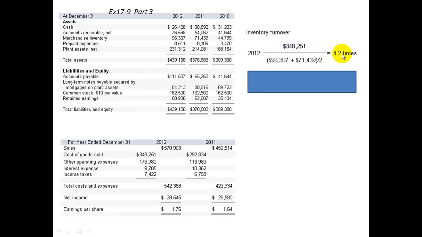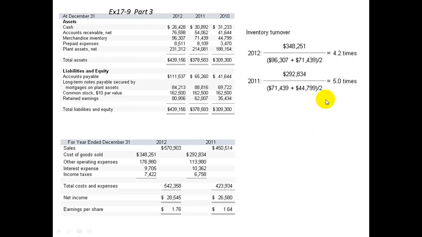and again, we don't know if that's good, bad, or whatever until we look at an industry average or a competitor, or we might even compare it to a previous year's inventory turnover like we're about to, which is for 2011. So for 2011, we take the same cost of goods sold for 2011 down here and divide it by the average inventory for 2011, which would be the ending balance of 2010 plus the ending balance of 2011. And remember that ending balance for 2010 is the same thing as the beginning balance for 2011.